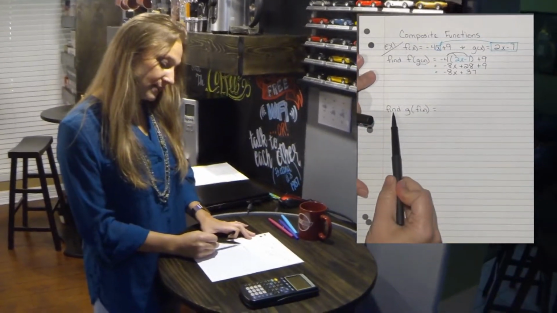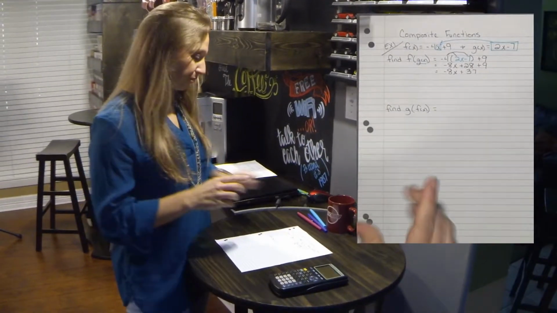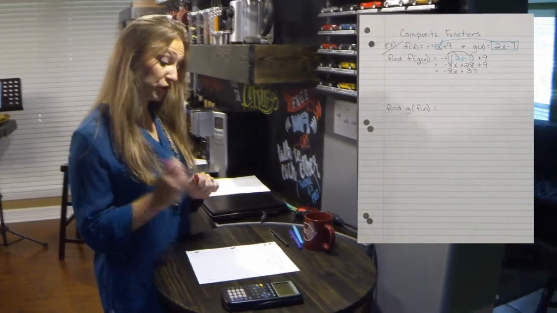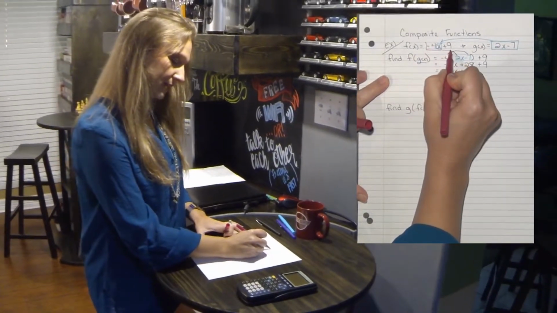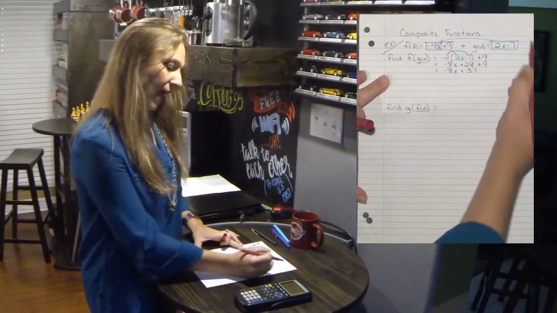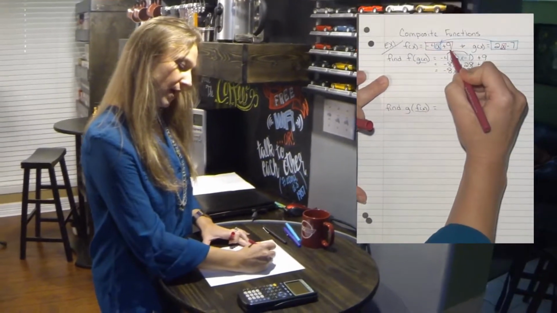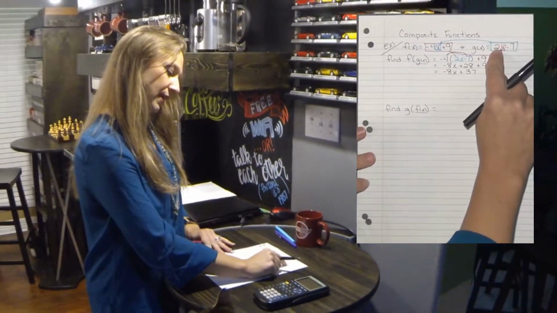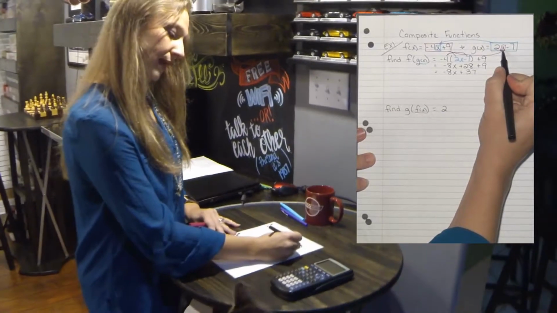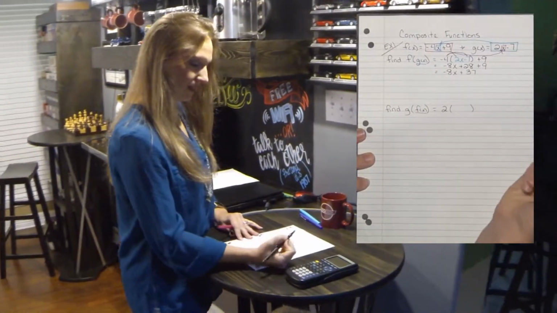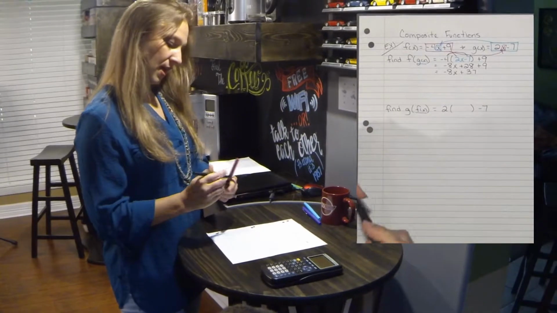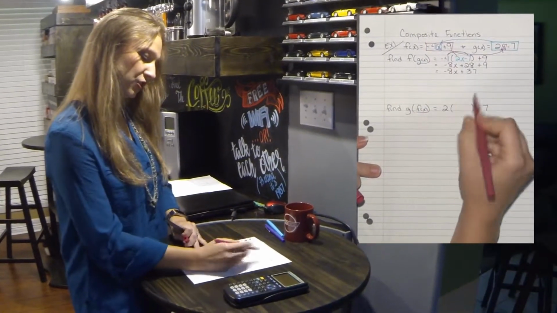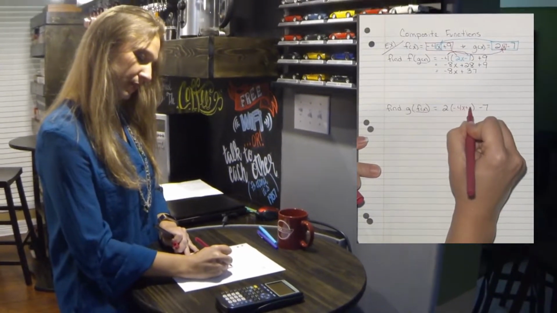Now the second part says, well, what if you did it the other way around? So let's try that. This one says to find g of f of x, which means we are going to take f of x this time, and we are going to plug it in to x in the g function. So I'm going to begin with the 2. When I get to the x, I'm going to put parentheses, leave a space for it, and then finish with the -7. I'm going to plug in the f of x function, so -4x plus 9.